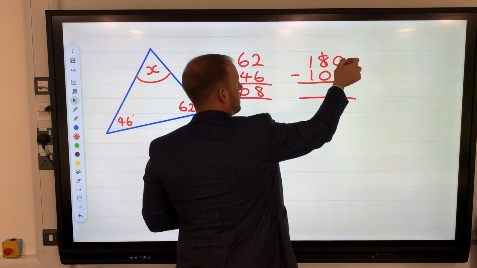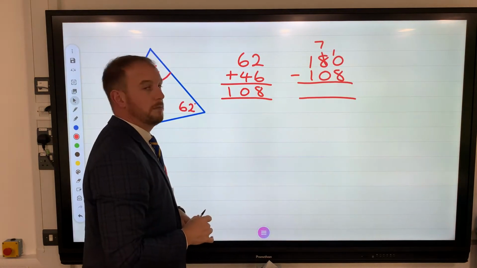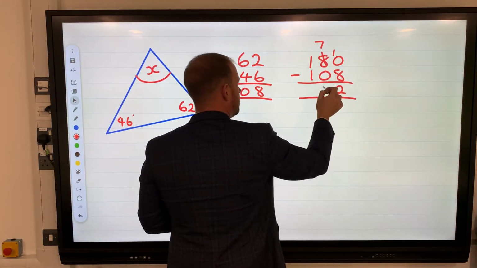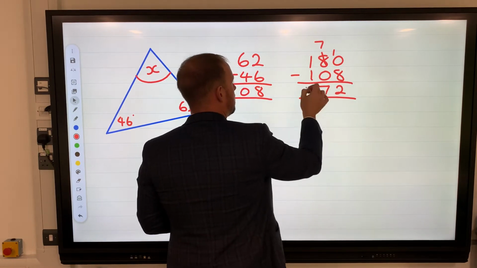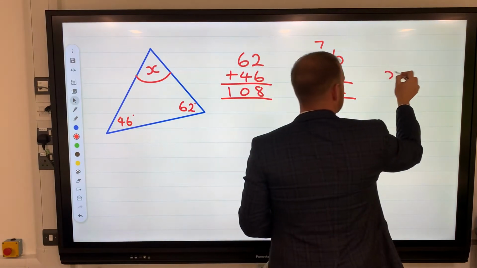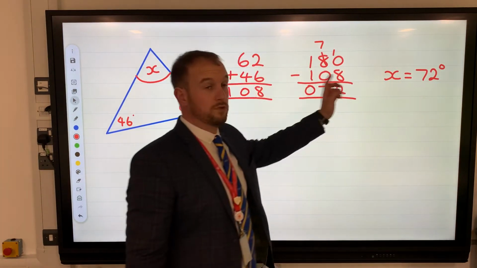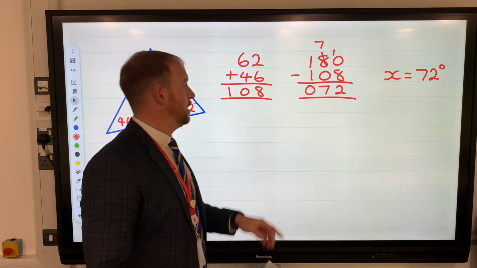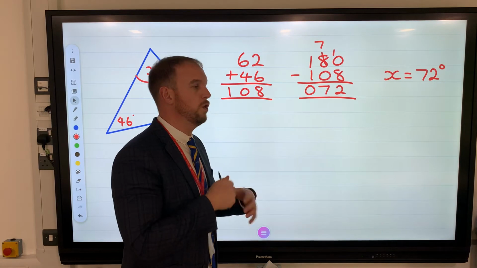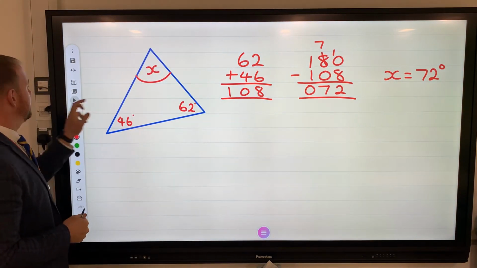Now, 0 take away 8, we can't do it. So therefore, we have to borrow from next door. 10 take away 8 is 2. 7 take away 0 is 7. 1 take away 1 is 0. Therefore, x equals 72 degrees. Don't forget to always write your answer separate and away from your workings. Keep it nice and clear for whoever is marking the work. So x is 72 degrees.